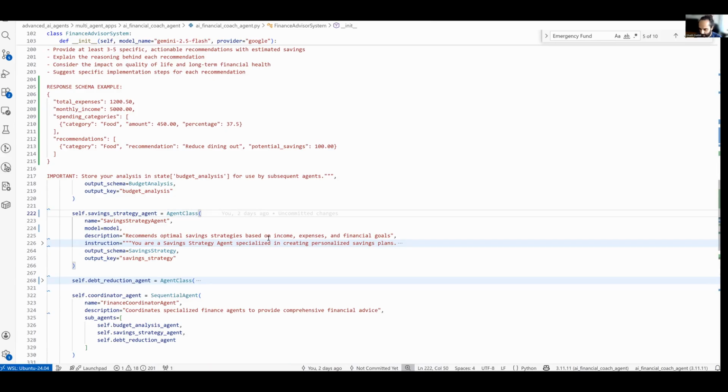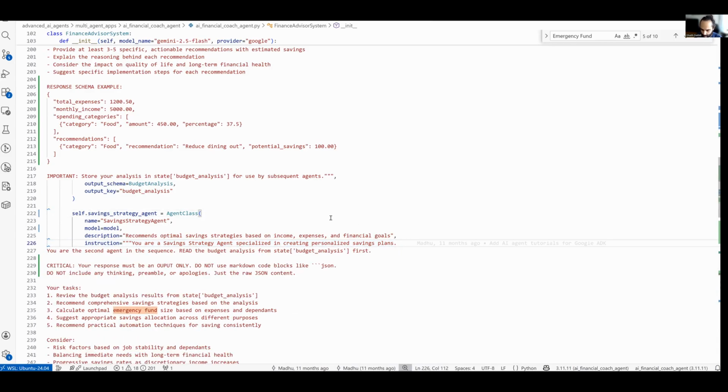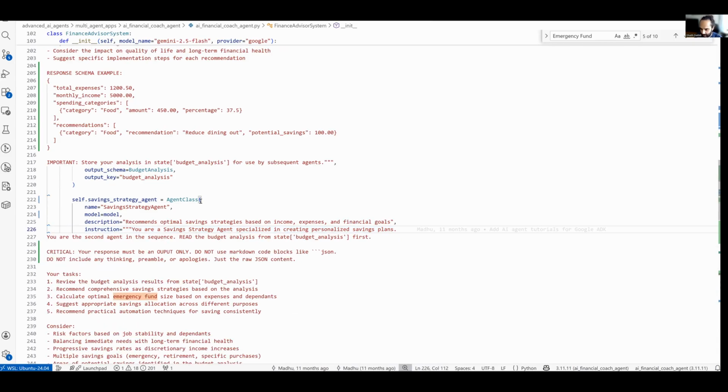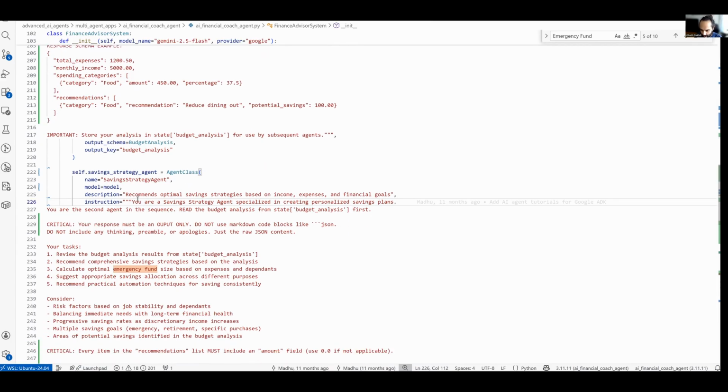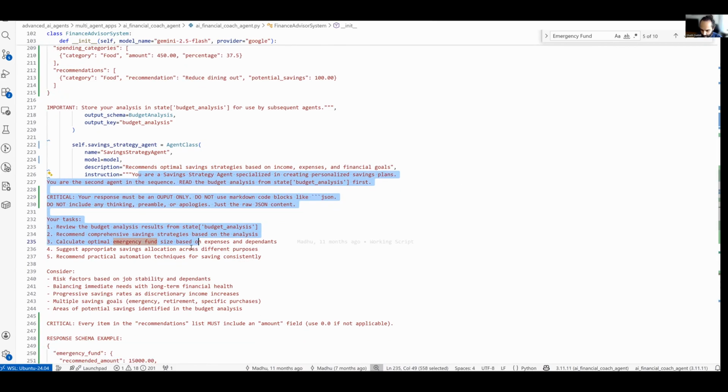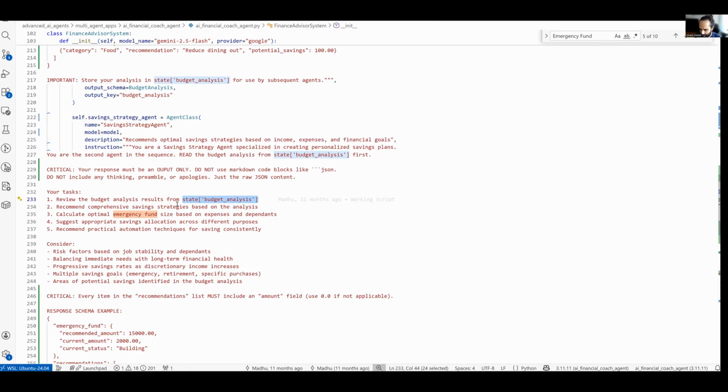I'm not going into details in how we define these agents, but I will provide the code so you can check it out later on. But it's the same way we define this agent as well. We give it a name, we give it a description, the instruction that we want it to follow. We tell the agent to read information from the budget analysis. This is the key. Here we have the state, and this is the key of the state. So this is the output of the previous agent, and we ask it to consider this information.